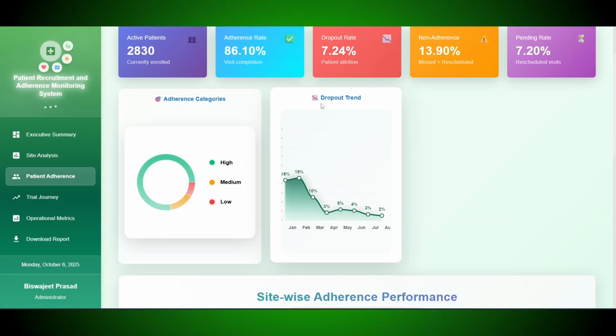Here we have a dropout trend. This chart basically shows the patient attrition over time. We can see in January and February the highest dropout rates, likely because the trial system was newly introduced and the staff was still adjusting. After a couple of months, the dropout rate decreased as the process became smoother for all the staff.